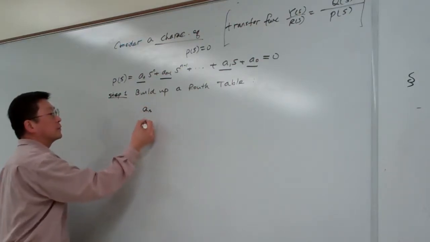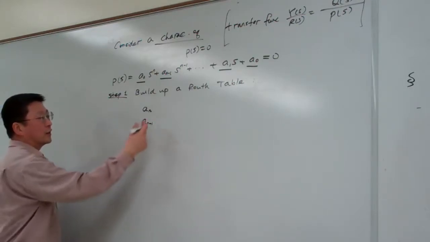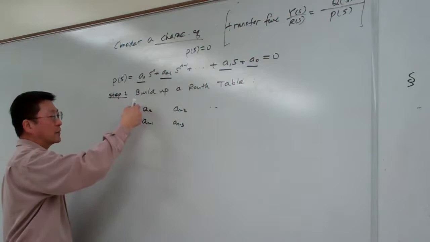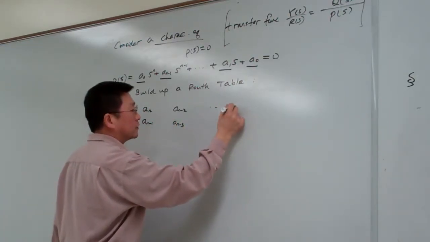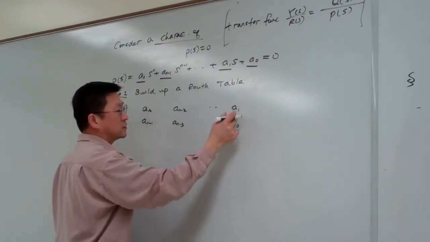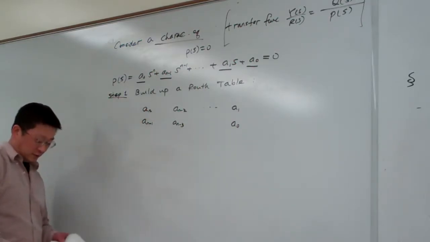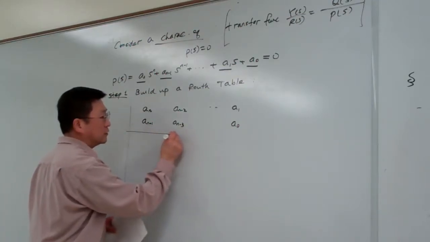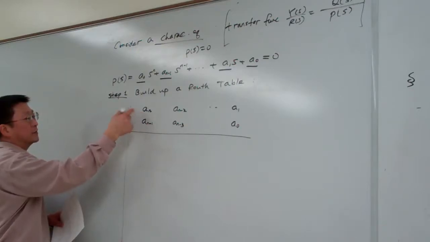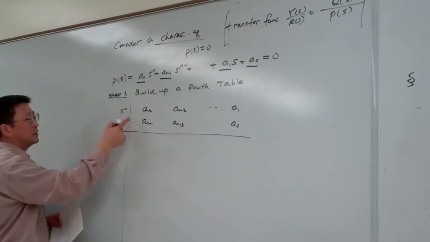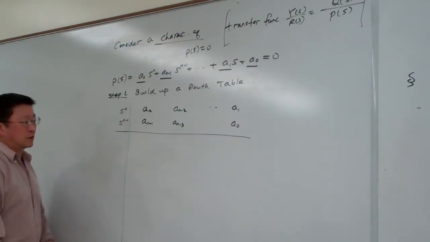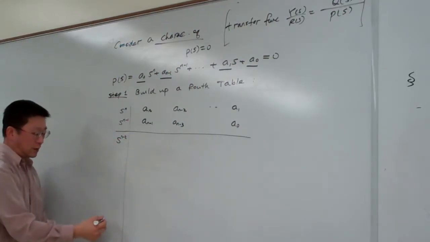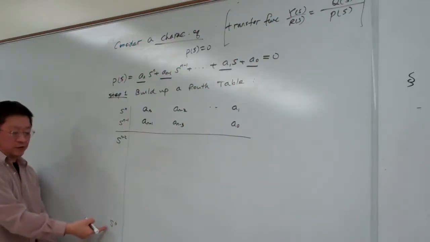So a_n starting from here, and then the next one goes to a_(n-1), and then for the third one, a_(n-2) and a_(n-3), and the pattern goes like this until maybe a_1, a_0, depending on the terms. You just arrange like this. And then to build up the table, it is based upon our given information. This row corresponds to your highest degree, s to the n. This one corresponds to n minus 1 degree. So we are going to fill up the table corresponding to the different degrees, all the way down to the constant term.